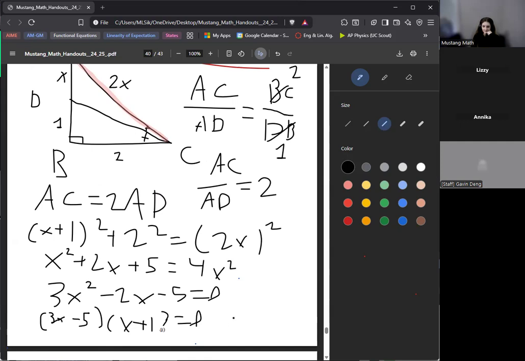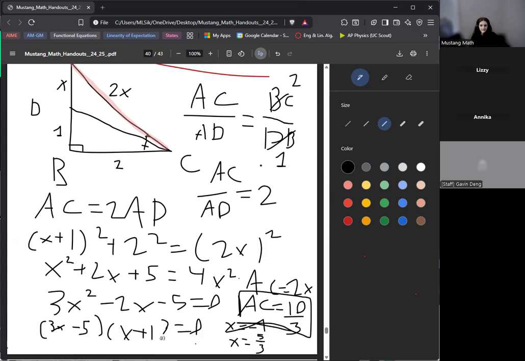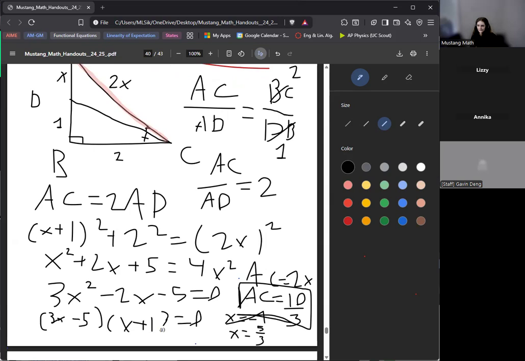So X can't be -1. We know it can't be negative. Therefore, X must be equal to 5/3. Because AC is equal to 2X, we know that AC must be equal to 10/3. So yeah, in short, we use the angle bisector theorem and then we algebra our way to the answer.